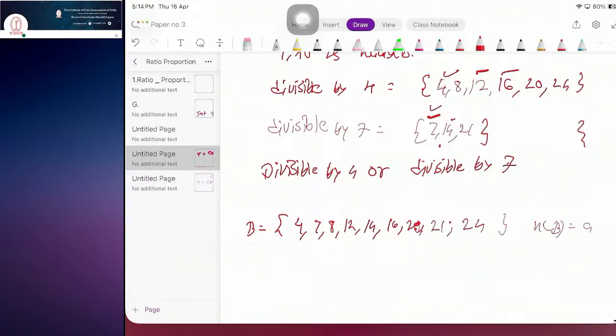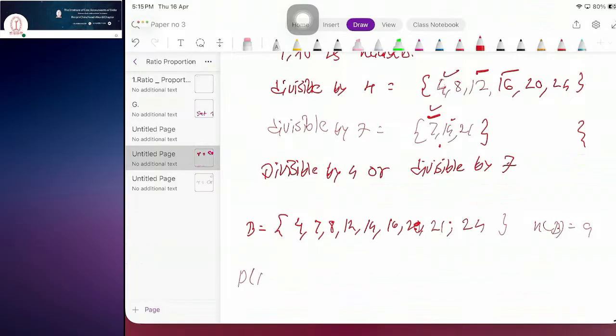There are total 9 numbers which are divisible. Common 16, 21 divisible numbers. Total 9 numbers which are divisible by 4 or 7 between the range 1 to 25.